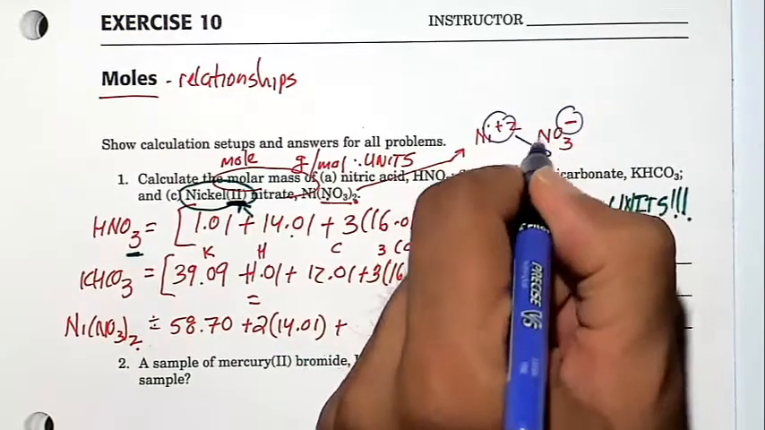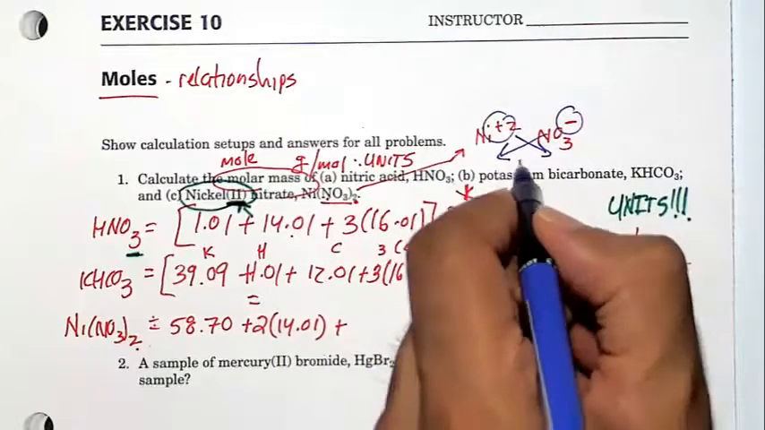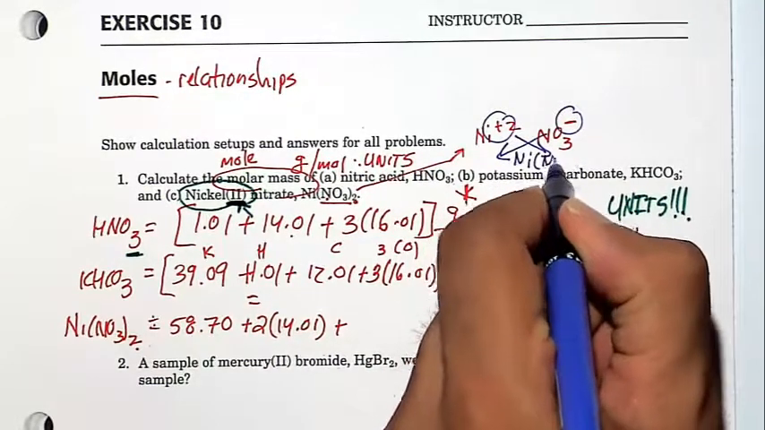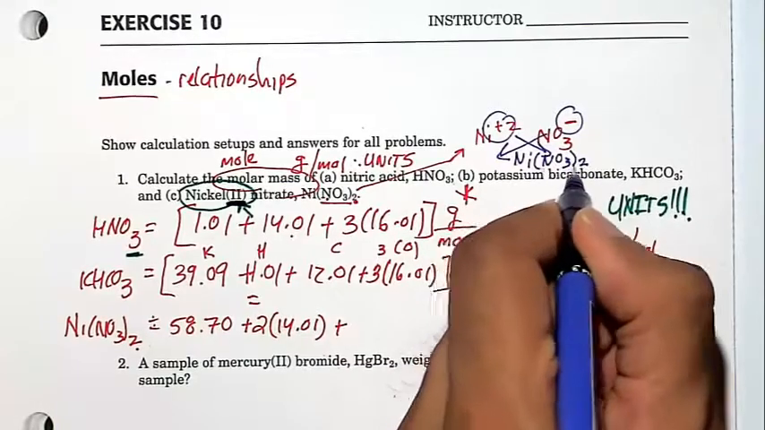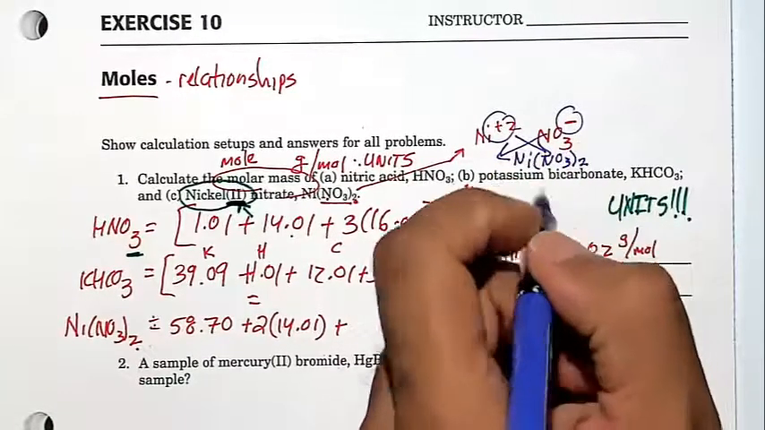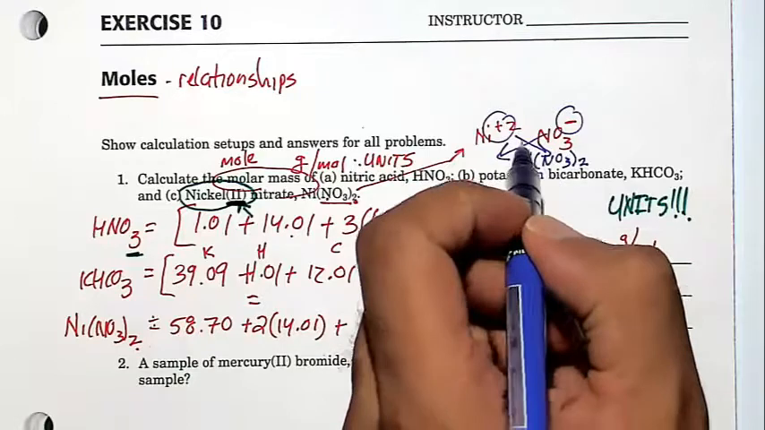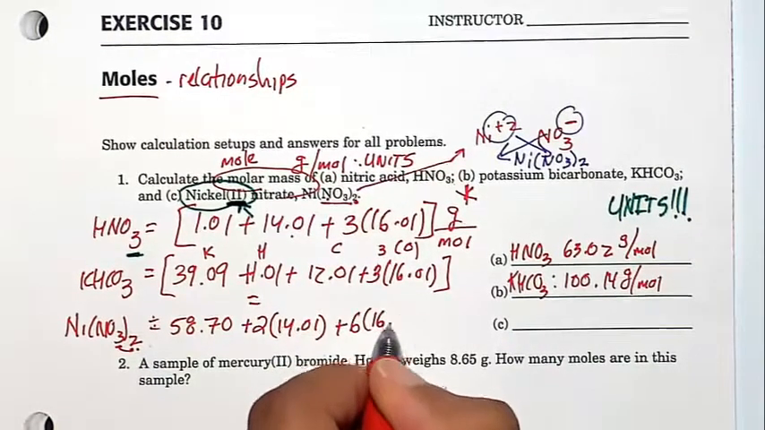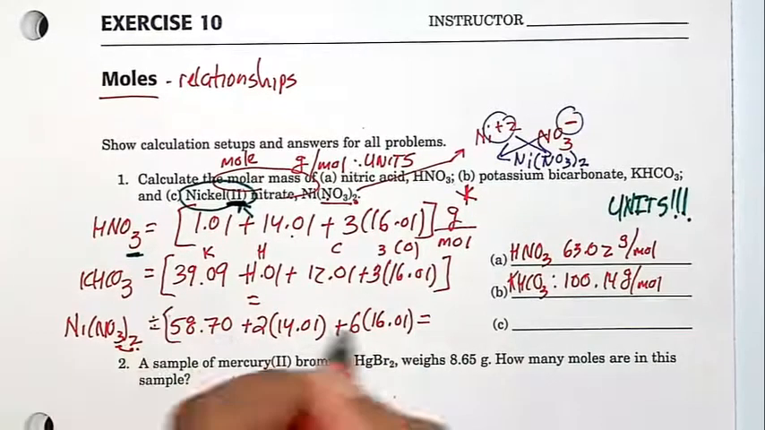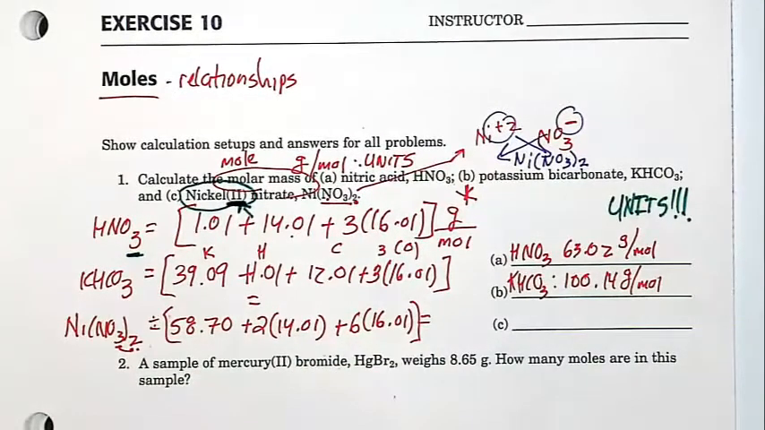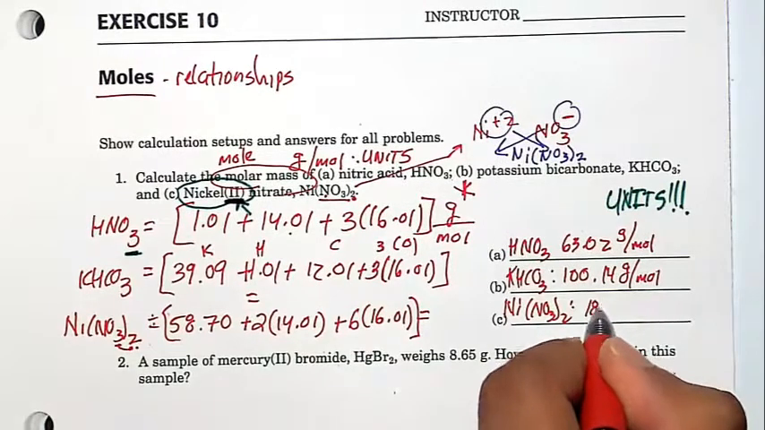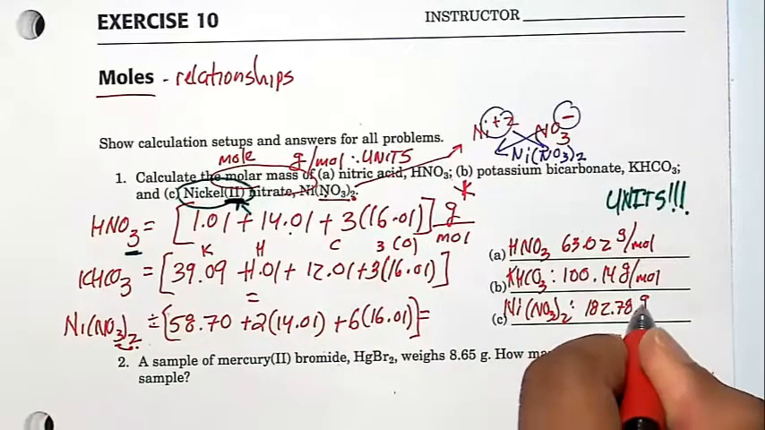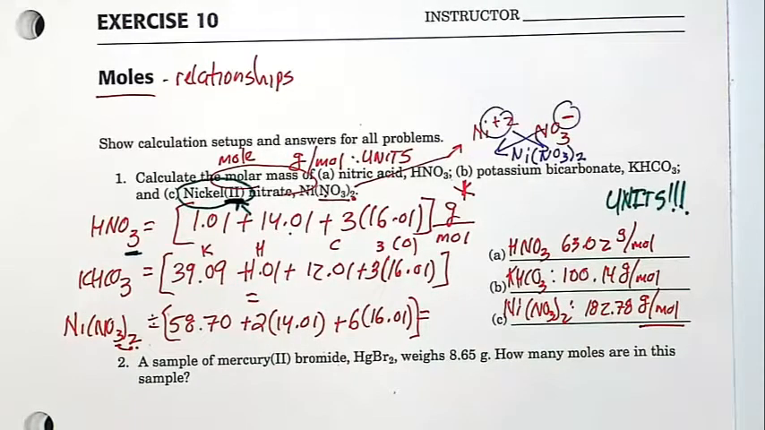For ionic compounds, you do the switcheroo, and that formula is going to be Ni(NO3)2, because the NO3 is one whole independent unit. That whole thing gets the 2 when you do the switcheroo for ionic compounds. So 2 nitrogens, and you're going to have 6 oxygens. So 6 times 16.01. And that will be the answer in grams per mole. I got 182.78 grams per mole. That is the molecular weight.